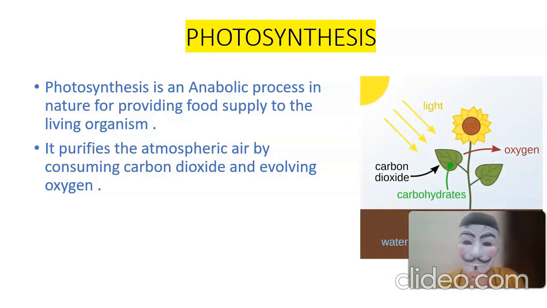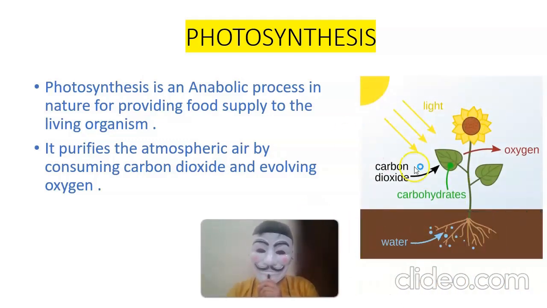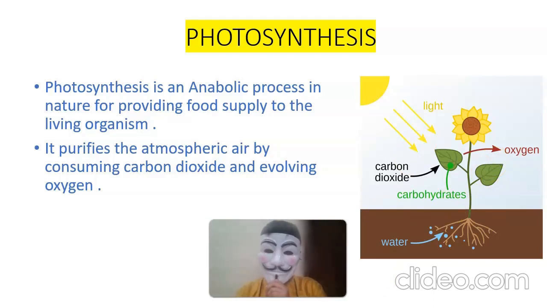See, this is how it looks. Light, carbon dioxide, carbohydrates, water, oxygen. Okay, I guess you know now. The water comes from the roots, then carbohydrates are made in the plant, then it takes the carbon dioxide and light, and releases oxygen.